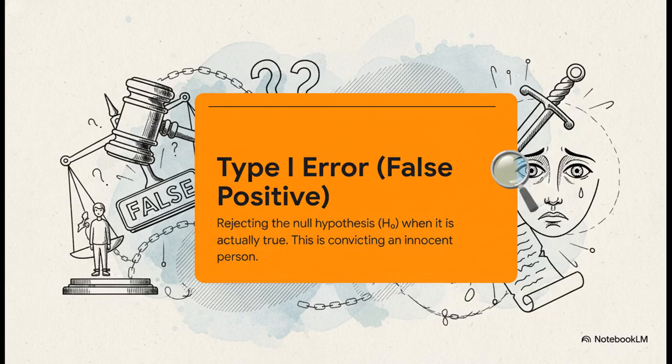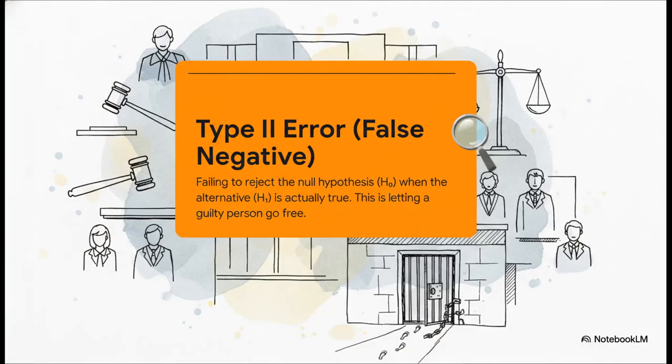In our courtroom analogy, this is the absolute worst case scenario. We've just convicted an innocent person. It's a false positive, a complete miscarriage of justice. And then you've got the flip side, a type 2 error. This is what happens when we fail to reject the null hypothesis, even though the prosecutor's claim was right all along. Back in the courtroom, this means a guilty person just walked out the door scot-free because we just didn't have quite enough evidence to make the charge stick.